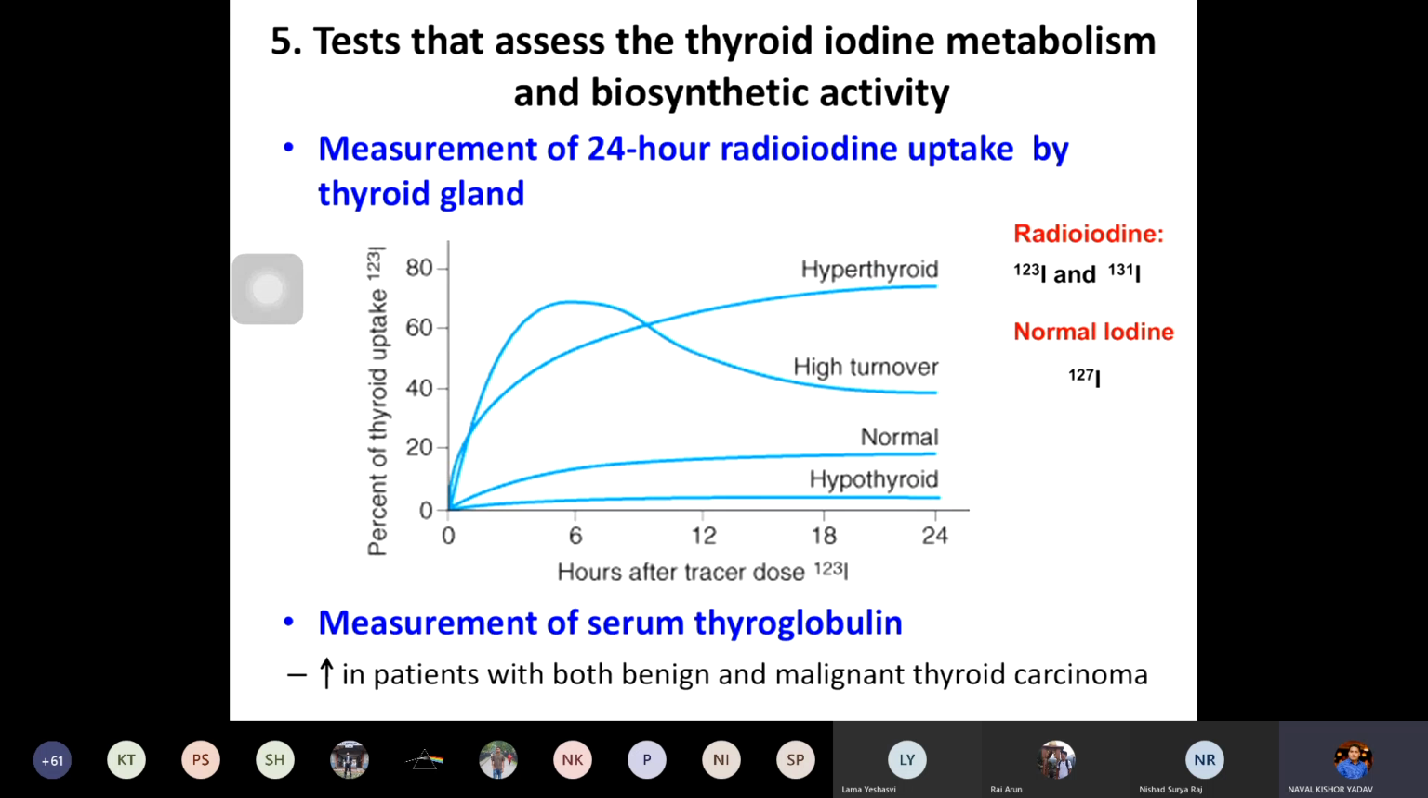On the basis of whether iodine uptake is done by the thyroid gland or not, you can give the radioactive iodine and measure at 24 hours to see whether it is utilized. If the gland is hyperactive, it will be utilized, and if it is hypoactive, the iodine will not be utilized by the thyroid gland. You can also measure thyroglobulin. It is increased in patients with both benign and malignant thyroid carcinoma, so you can measure thyroglobulin, which you find increased in benign or malignant thyroid carcinoma.